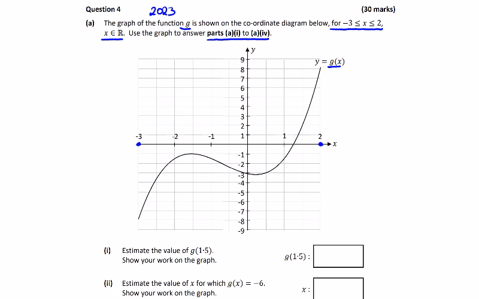So estimate the value of g of 1.5. So we find 1.5 for x. Actually, looks like it's on... that's 0. It looks like it's 0.